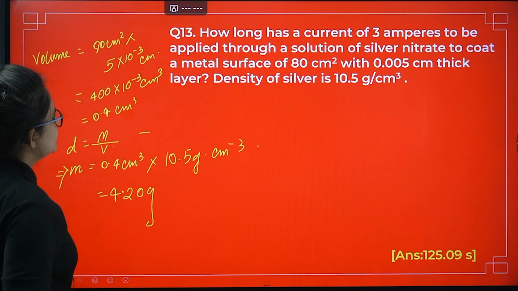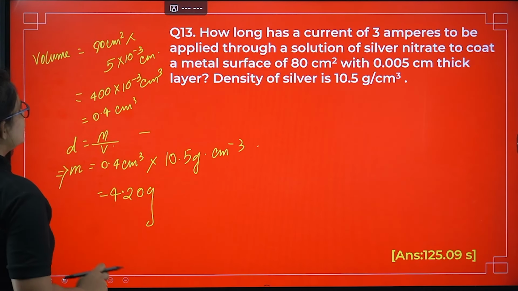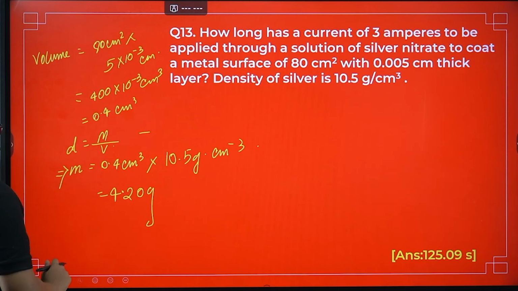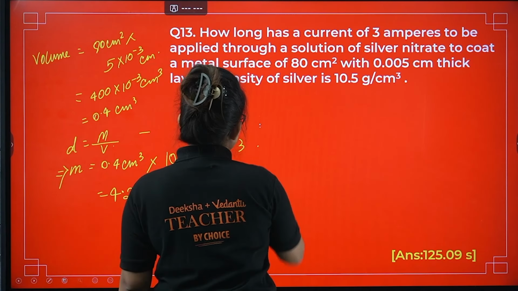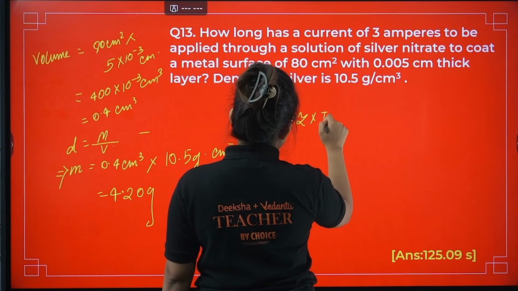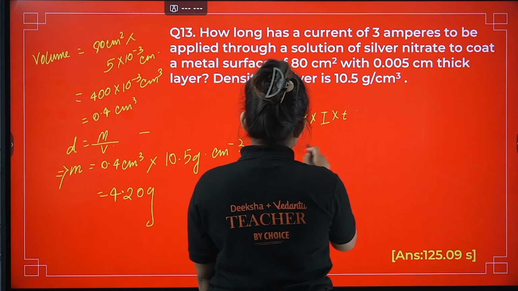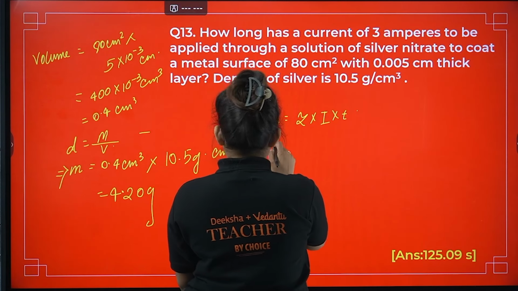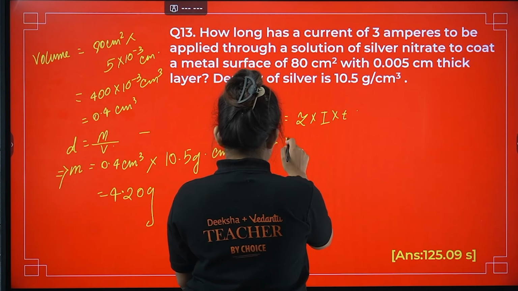Mass we got. So how long? You have to find out the time. How should you get the time from here? From here I can do m equals z into I into t. So mass I got something 42.